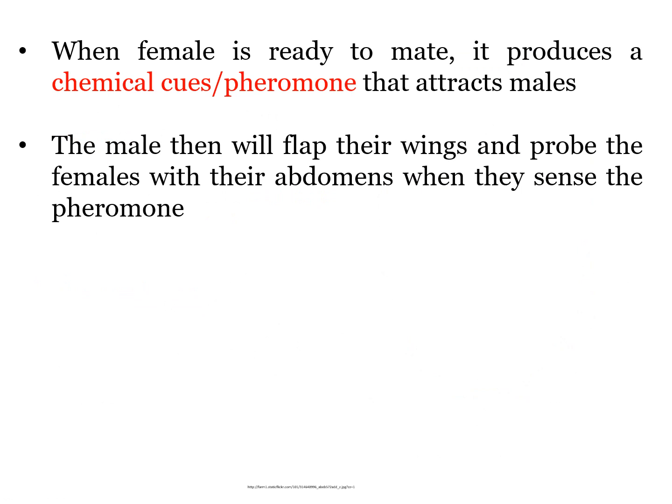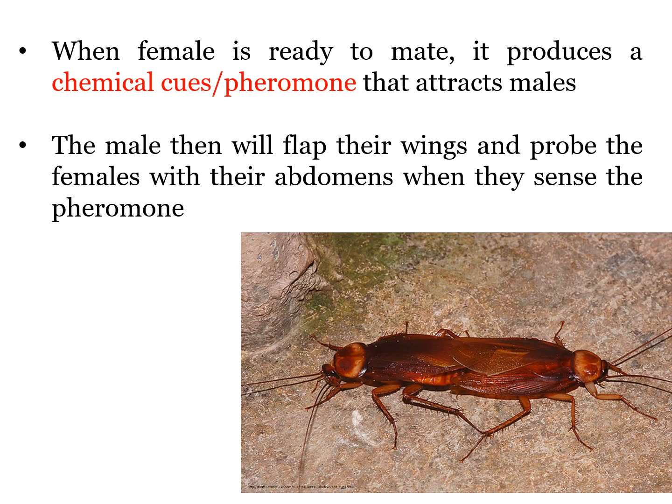Okay, so let's look at their mating behavior. When a female cockroach is ready to mate, it will produce pheromone in order to attract the males. Males will flap their wings as they sense the pheromones and then probe the females with their abdomens. So this is how copulation in cockroaches looks like.